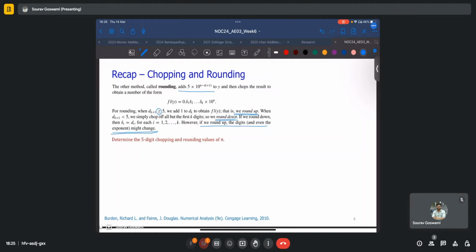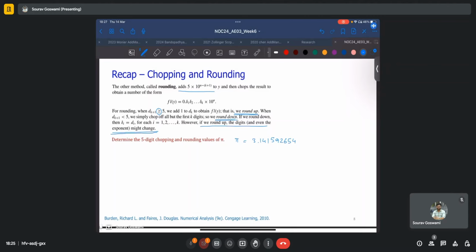So let us look at a quick example and see how chopping and rounding may affect our numerical values. I've taken the simplest example of pi. If I just use my calculator, pi till a few digits only, I know 3.141. But just to be clear, let us see how many more digits there are. So it is 3.141592654. This is what any usual standard scientific calculator will give us.